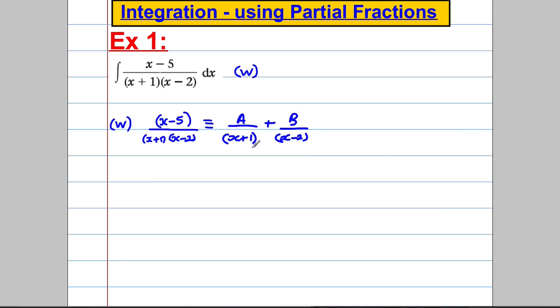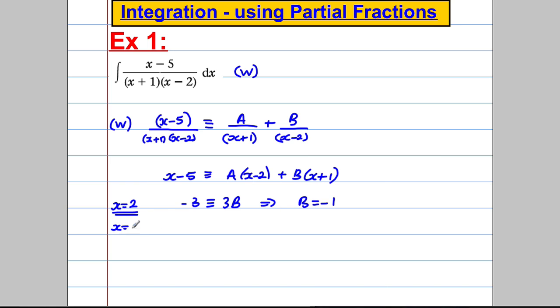And my next line, making x plus 1, x subtract 2 the common denominator here, I could write that x subtract 5 must be a(x subtract 2) plus b(x add 1). Now what you could do is let x equal 2 here, and I would get negative 3 equals 3b, so therefore that tells me b is negative 1.